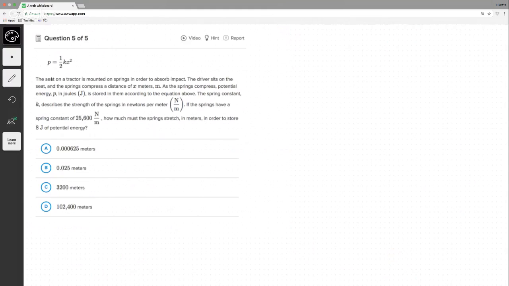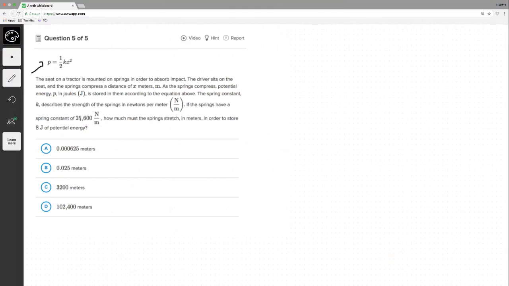All right, this one they give us a formula, which is always nice. The seat on a tractor is mounted on springs in order to absorb impact. The driver sits on the seat, and the springs compress a distance of x meters. As the springs compress, potential energy P, in joules, is stored in them according to the equation above. The spring constant k describes the strength of the springs in newtons per meter.